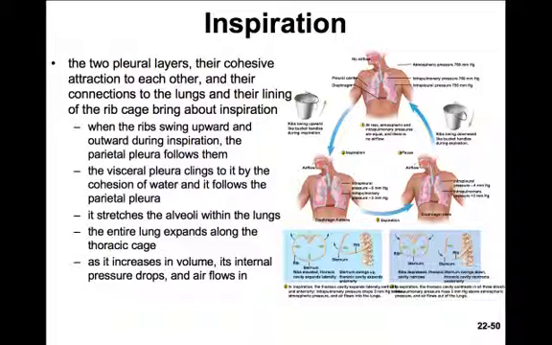When the ribs swing upwards and outwards during inspiration, the parietal pleura follows them. The visceral pleura, the one on the lungs, clings to it by the cohesion of water, and thus it follows the parietal pleura. This stretches the alveoli within the lungs. The entire lung expands along with the thoracic cage. As it increases in volume, its internal pressure drops and air flows in. This is what we see here during inspiration.